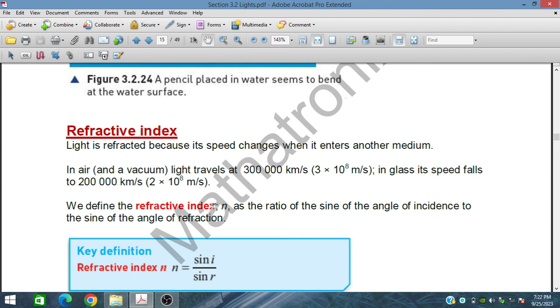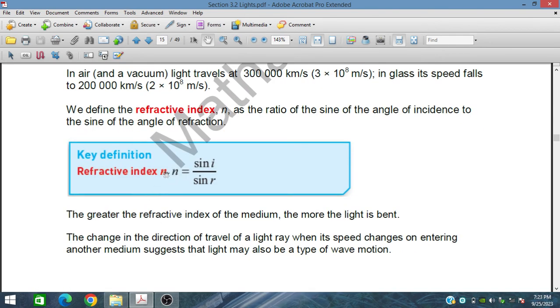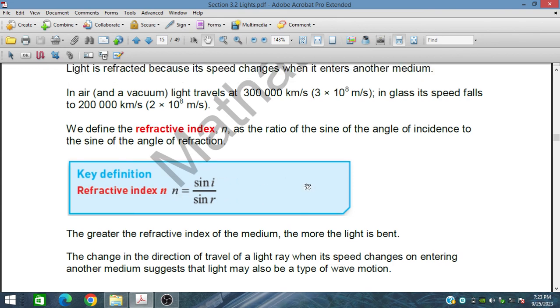We define the refractive index as the ratio of the sine of the angle of incidence to the sine of the angle of refraction. So refractive index n is defined as sine i, the incident angle, over sine r, the refracted angle. The greater the refractive index of the medium, the more the light bends. If the refractive index is more, that means the bending of the light is more.